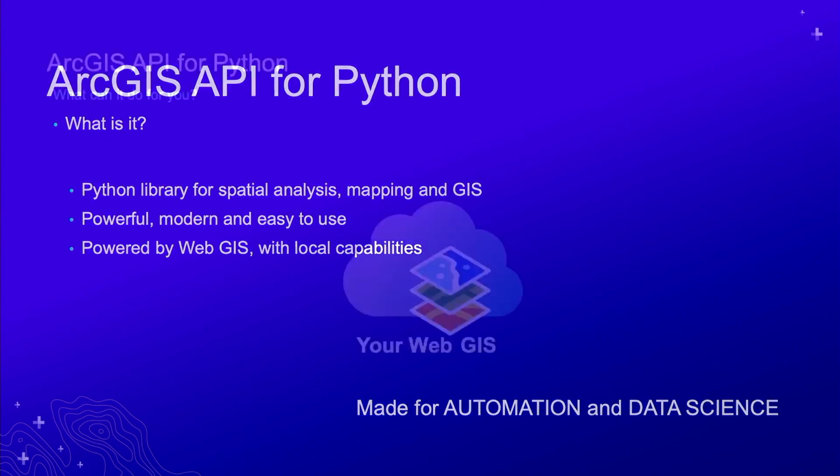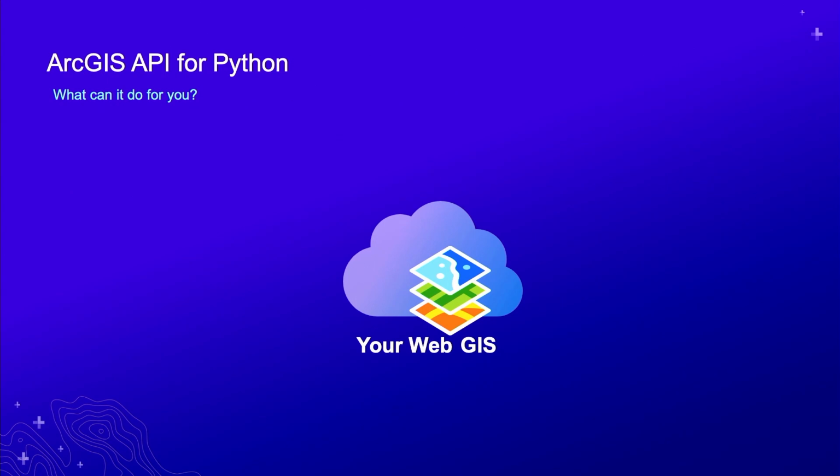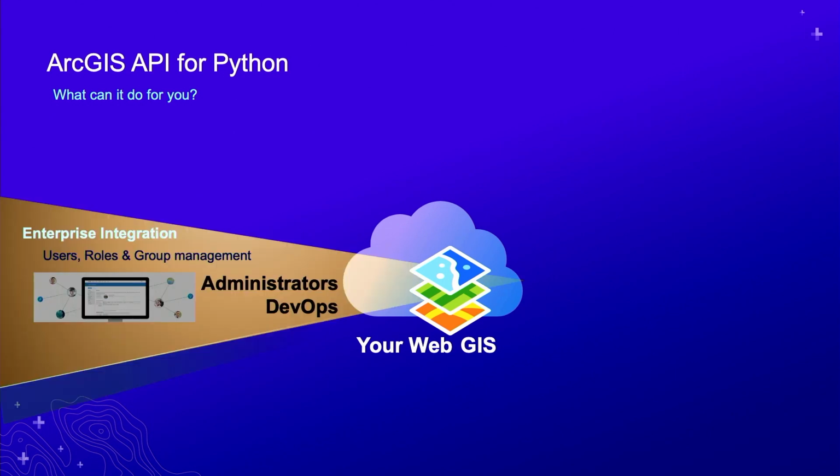the Python API. So what can the Python API do for you? Or what different demographics are we trying to serve with the Python API? One big customer of the Python API are administrators and DevOps type people. So the Python API allows you to connect to your WebGIS, whether that's a portal or an enterprise, and you can programmatically update and modify users, groups, and content.